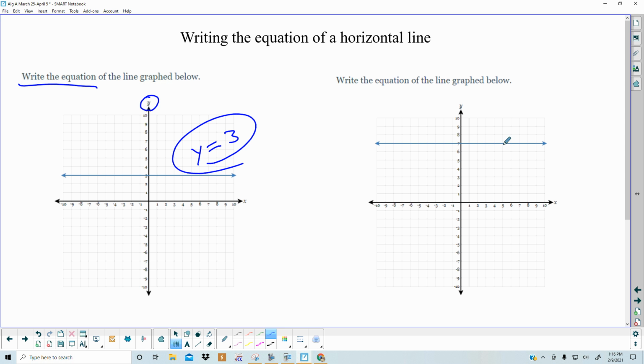This one, it's horizontal. So it's y equals some number. It's y equals, and you look for that y-intercept of 7, and you write 7. That whole thing is your answer. So don't just type 7 in. You have to type y equals 7. Okay? It has to have the y. All right.